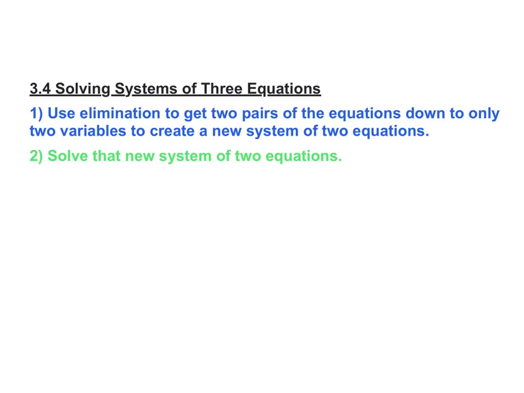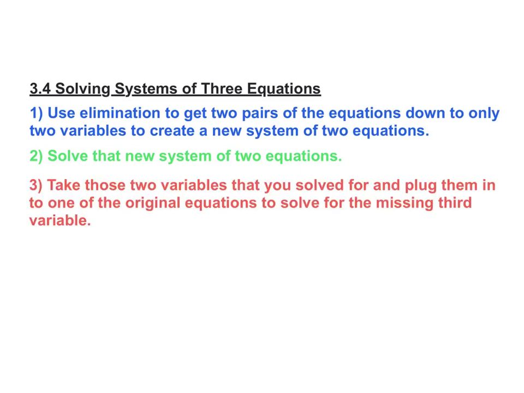So then once you solve that system, so you're going to find out two of the variables, right? That's what solving a system of two equations gets you. You figure out what those two variables are. From there, you can actually now find the third variable. Okay? And so what you're going to do is you're going to take those two, you're going to plug it into an original equation, and that's how you'll find the third variable.